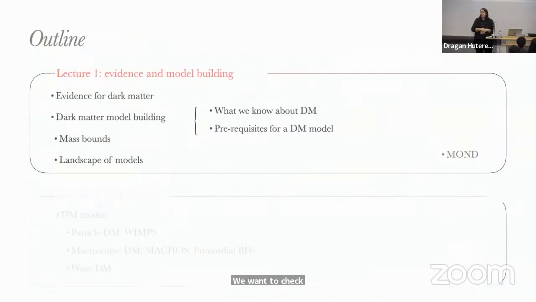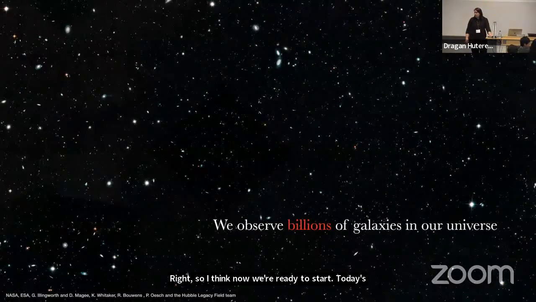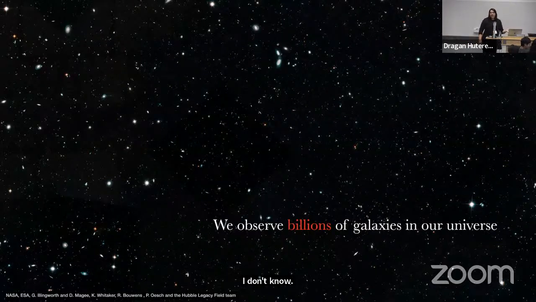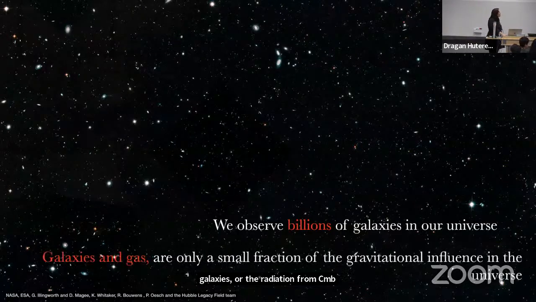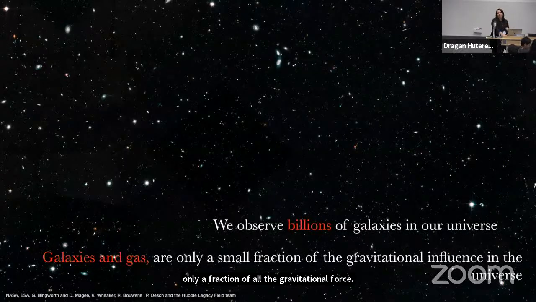Right, so I think now we're ready to start today's lecture. So of course, everything we see in our observations with satellites, telescopes, is billions and billions of galaxies or the radiation from the CMB. But those galaxies and gas that we see, or radiation, is only a fraction of all the gravitational force or of all the gravitational potential that we have in our universe.